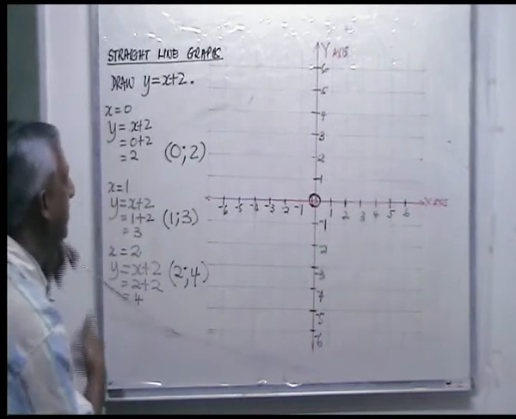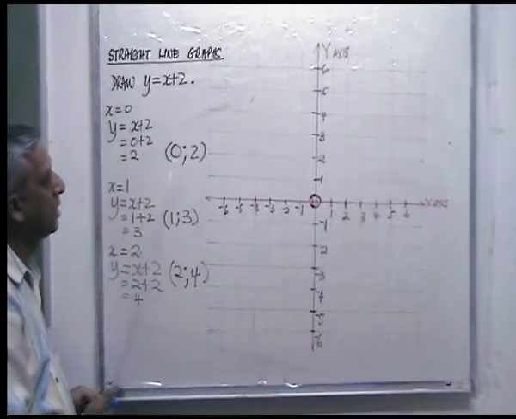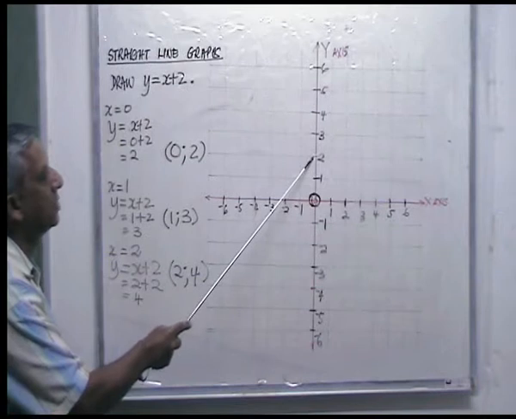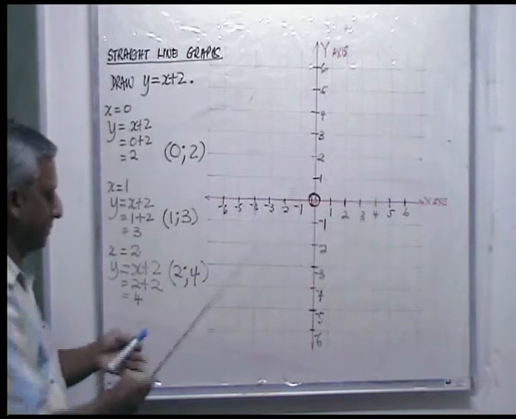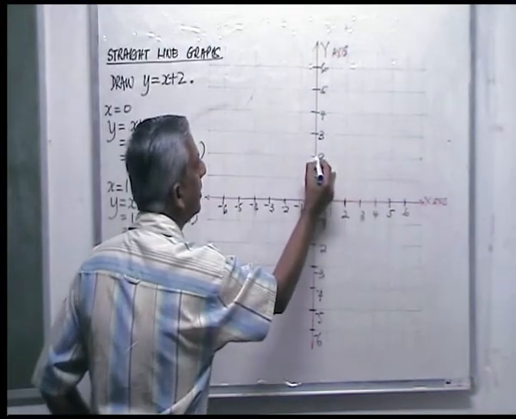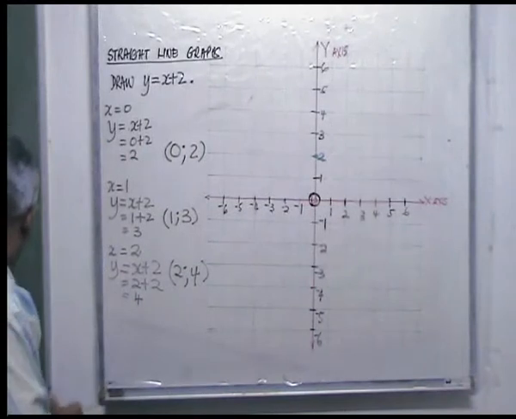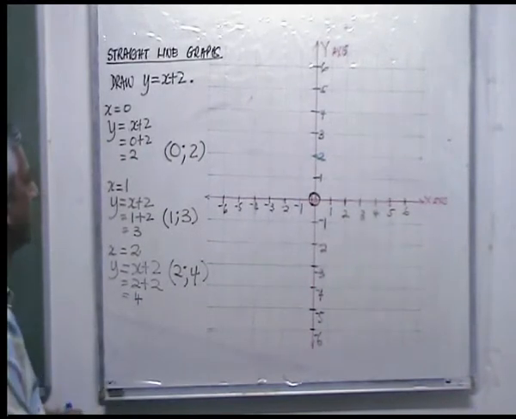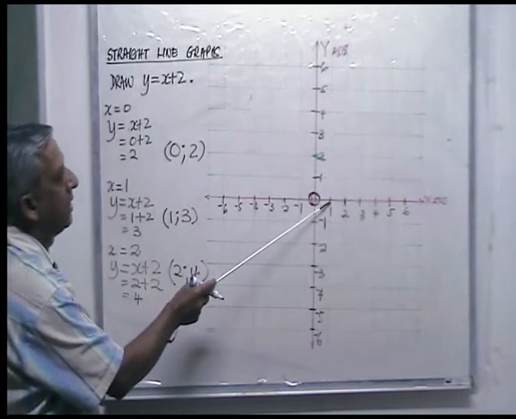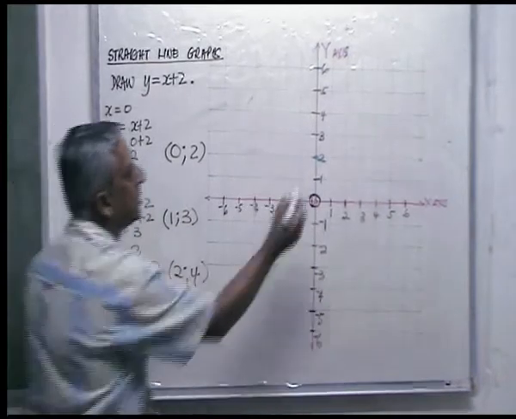Alright, so let's see. Our first ordered pair is 0, 2. So there's your 0, and there's 2 here. So the first dot is going to go there. Right. There's your 2 here. So your first dot is here. Right. Now, the next one, 1, 3. So there's your 1, and then 3 up, so your dot will go there.